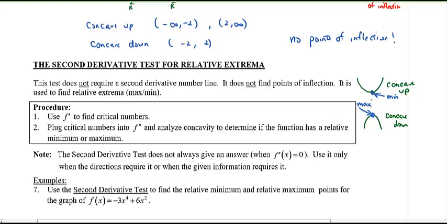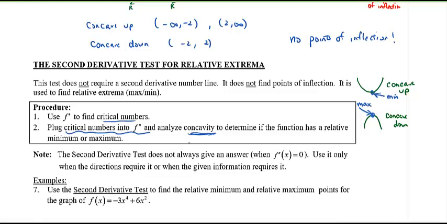So really, you don't need to do any number line anymore. The same procedure of finding the critical numbers applies to see if it's a max or min, but then to analyze if it's a max or min, all you need to do is plug in the critical numbers into the second derivative and then analyze its concavity. If it's concaving up, you got it, it's a min. And if it's concaving down, you got it, it's a max.